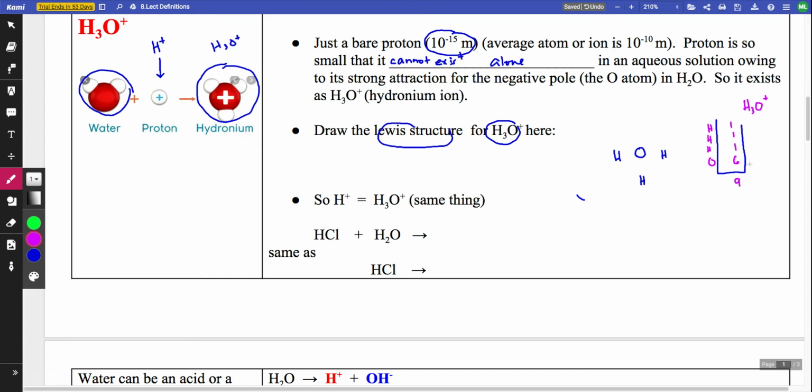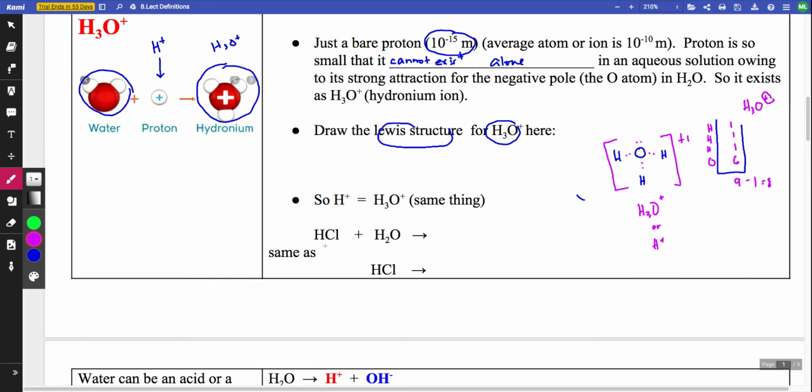You should have counted the valence electrons as 9, because it has a +1 charge. That means 1 electron left, giving 8 electrons. So you have bonding pairs first, 2, 4, 6, and 8. So this whole thing cannot exist unless you give away an electron. This is H3O+ or H+.